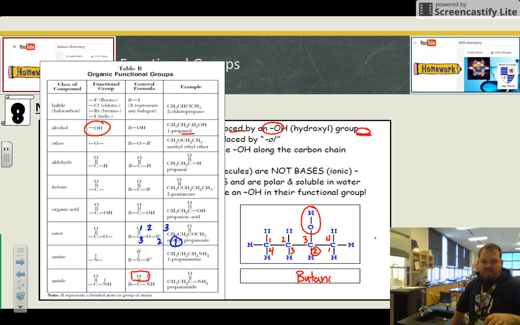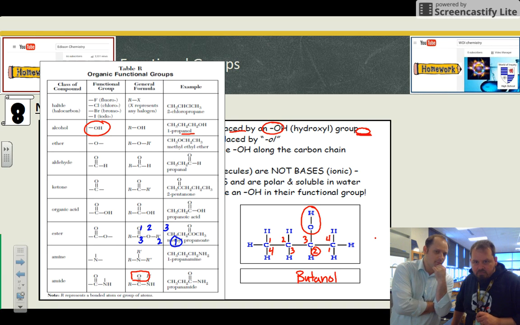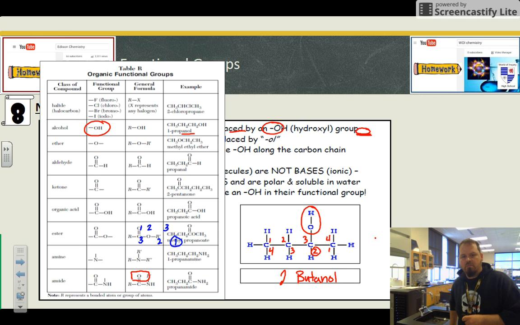Single bonded is -ane. It should be butane, but it's butanol. I take off the E and add an O for that alcohol. Then I have to tell you where the alcohol is. It's on the second carbon, or is it the third? It's the second, because we go with the lowest number. There you go, so it's 2-butanol.